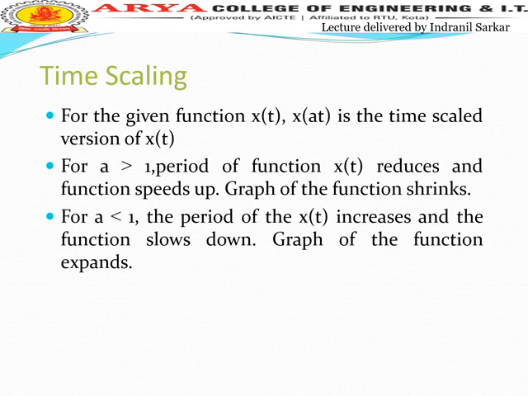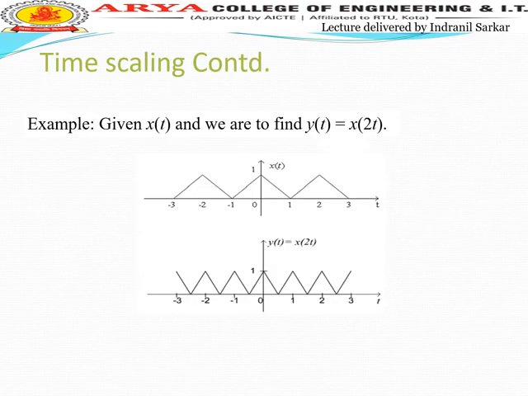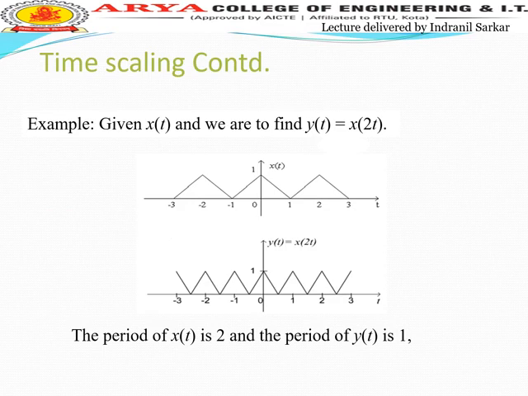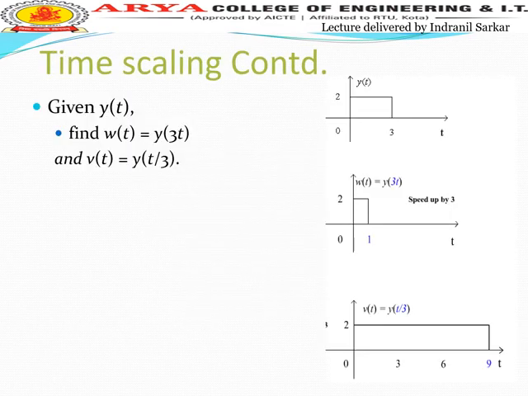It is represented over here. When a is greater than 1, the graph of the function shrinks. Here the value of a is equal to 2, so the graph shrinks. The period of x(t) is 2 and the period of y(t) is 1.